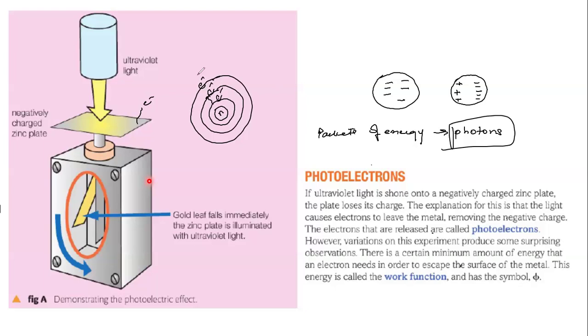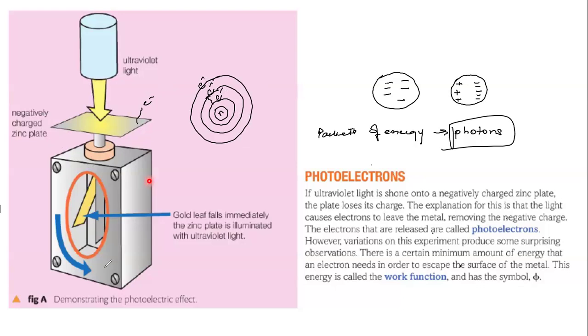So the electrons, right? A photon can transfer its energy to the electron, allowing the electron to even leave the atom itself. The electron can actually become delocalized. It can be given enough energy that it can escape the atom. And the loss of electrons from the atom is going to lead to the loss of the negative charge. The loss of the negative charge is going to cause the gold leaf to fall down.